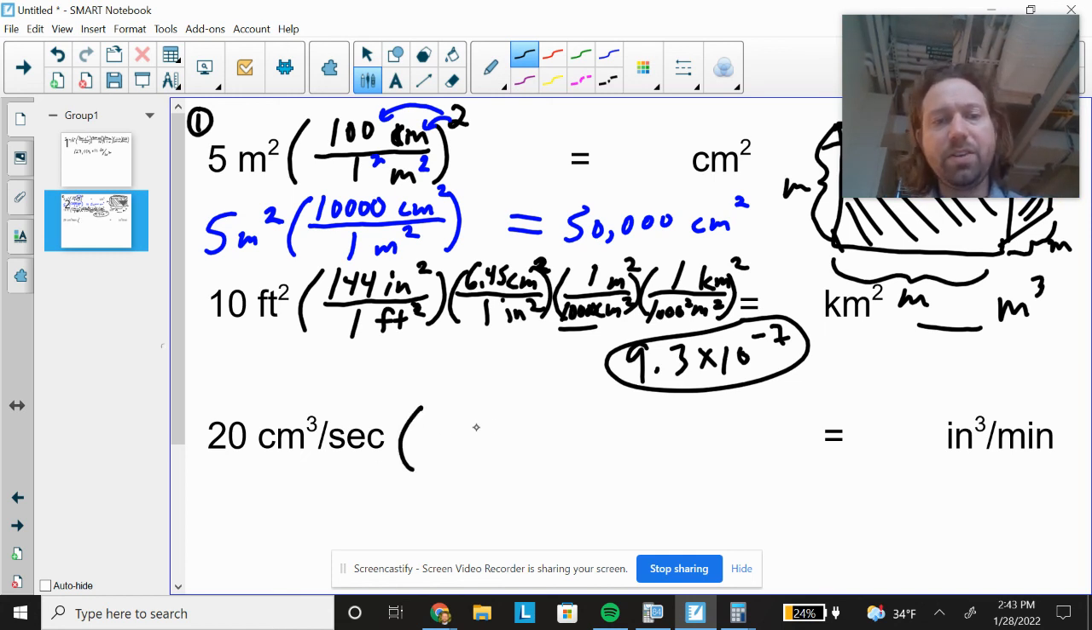So 20 centimeters cubed, we're trying to go to inches. So what's our conversion factor here? Well, we know centimeters are on top, so I'm going to put centimeters cubed on the bottom, okay? I'm going to leave the seconds alone for a sec, right? Pun intended. But I want to just focus on the distance. So I know that there's a direct connection between inches and centimeters that we've learned, right?